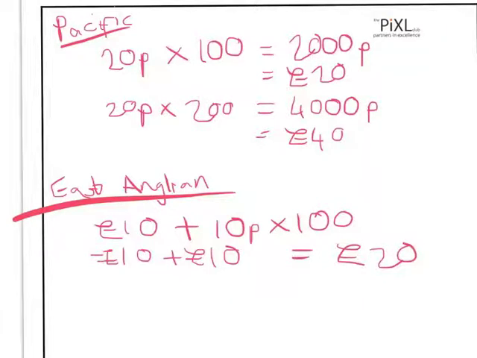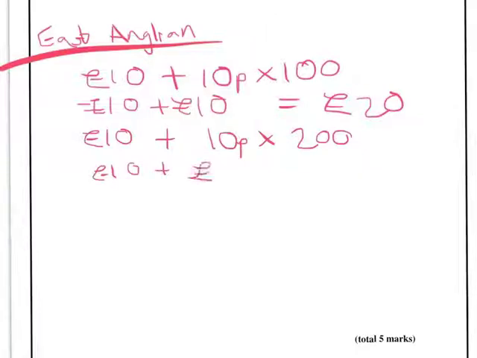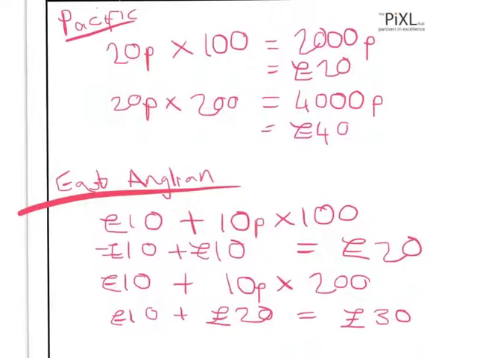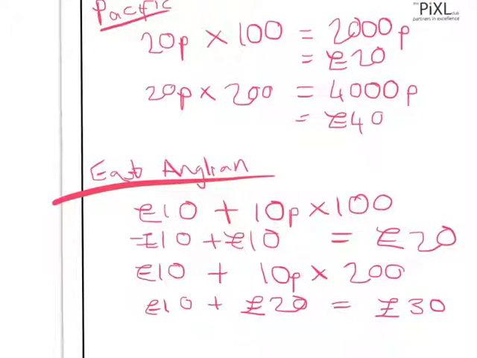That's for 100 units. And if we do that for 200 units, so that's going to be £10 plus 10p times 200, which is 2,000 pence, but that's £20, so that's £10 plus £20, which equals £30. So it gives us our two extremes. Okay, so we can now look at between £20 and £30 for East Anglian. We can look at between £20 and £40 for Pacific, or if we go back to the initial company, which was North Eastern, it would be a basic cost of £30, whatever.